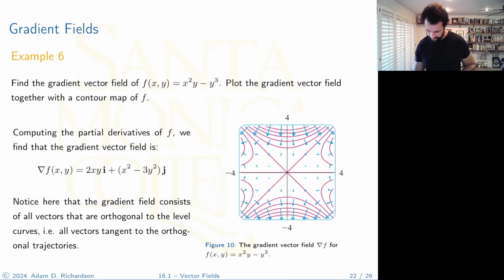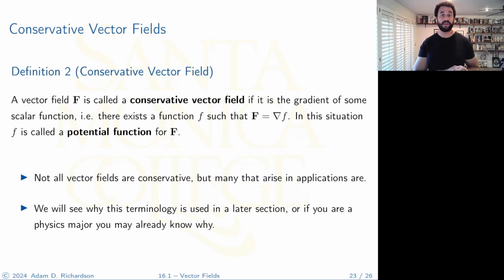All right, now let's talk for a minute about conservative vector fields, and we're going to learn more about them throughout the chapter. So what's a conservative vector field? A vector field F is called a conservative vector field if it is the gradient of some scalar function. That's the basic idea. So a conservative vector field is called that because there exists a scalar function such that this vector field is the gradient of that scalar function. And in this situation, we call that scalar function f a potential function for the gradient f.